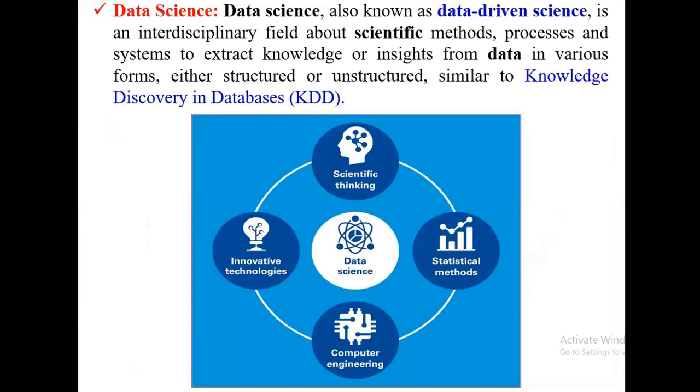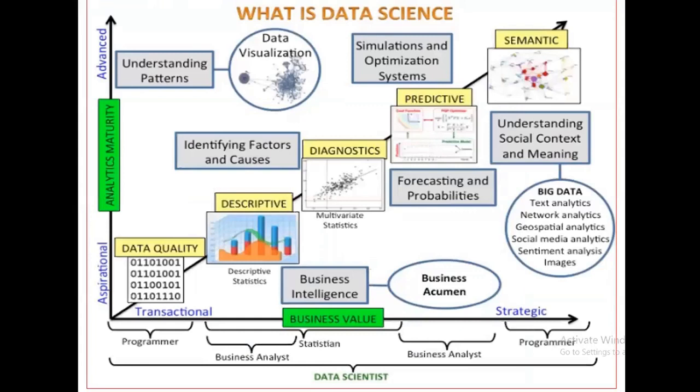So the beautiful definition of data science: it is also called the KDD process, knowledge discovery in databases. It is a data-driven science. It is an interdisciplinary field about scientific methods, processes, and systems to extract insights from data in various forms, either structured or unstructured format. If you take data science as a KDD process, as programmers we start with quality data. How do we get quality data? Before that, we do pre-processing, eliminating redundant data, noisy data, dirty data, inconsistent data, etc. Then data becomes quality data. Then descriptive data, diagnostic data, predictive data, and semantic data. And finally, we get knowledgeable data. That is called the KDD process.